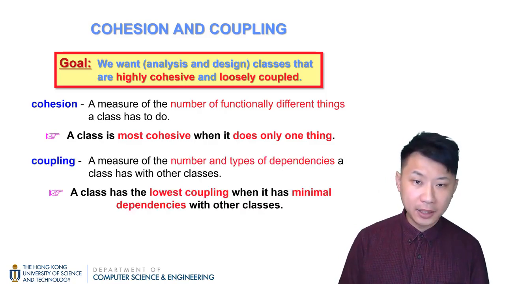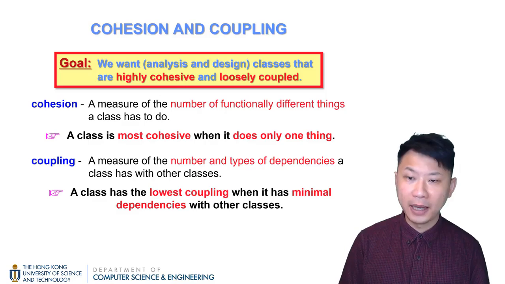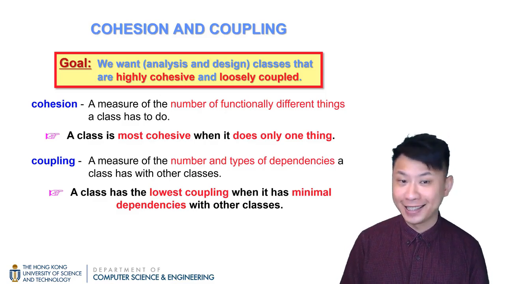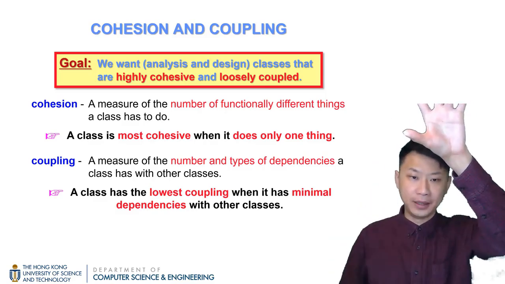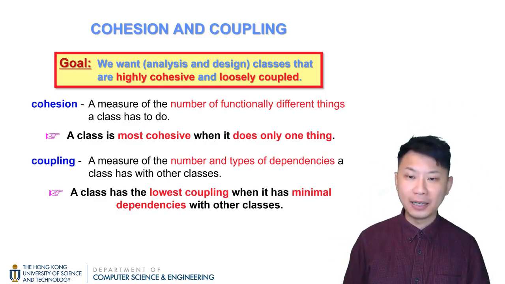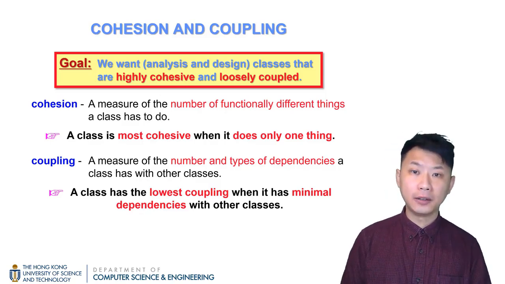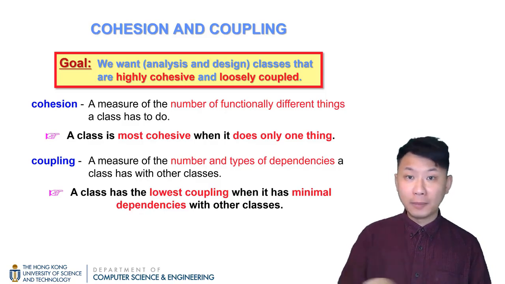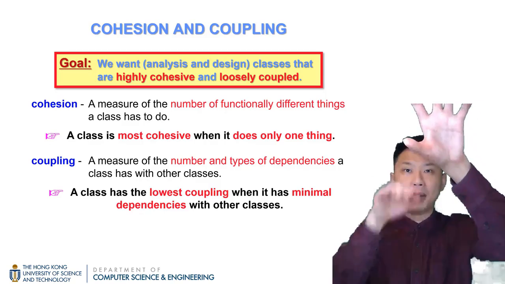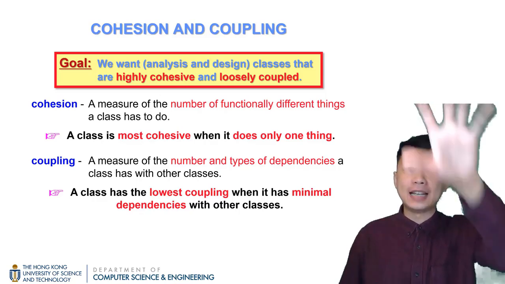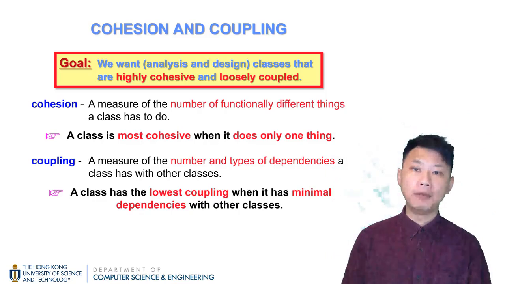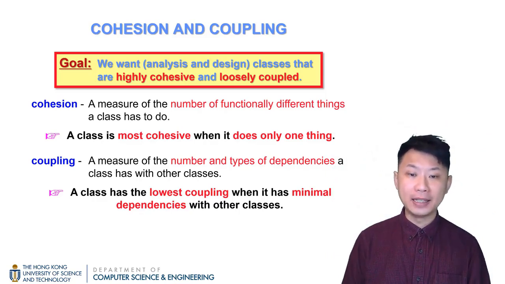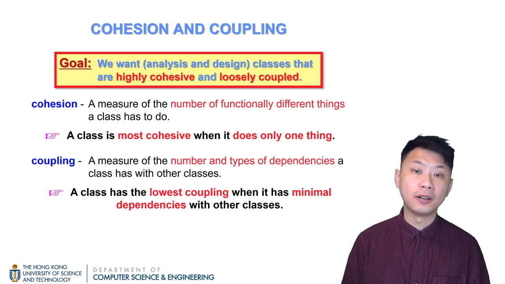And coupling is a measure of the number and types of dependencies a class has with other classes. So that means one class is going to depend on how many other classes. And a class has the lowest coupling when it has minimal dependence on other classes. And in object-oriented programming, we try to achieve low coupling. Because if you have one class depending on many other classes, that class is going to be difficult to maintain and also update. So that's why we want to achieve minimal dependence between classes in object-oriented programming.